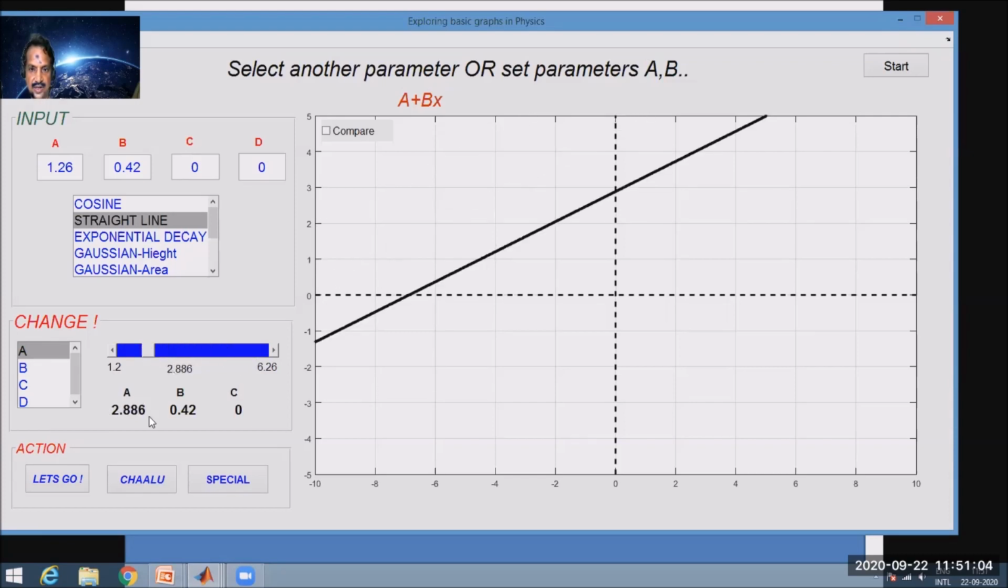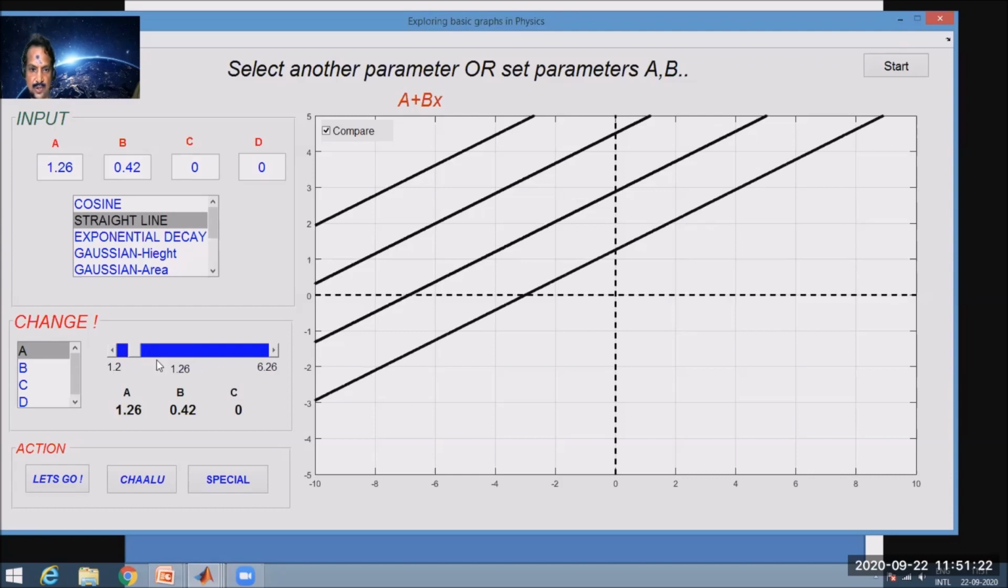So let us see what happens when we compare two graphs. So this graph is for 2.86. Now let us increase this parameter. This is 4.5. This is 6.3. Now this is 1.26 and this is 0. Now most important, if this parameter A is 0, the line will pass through the origin.